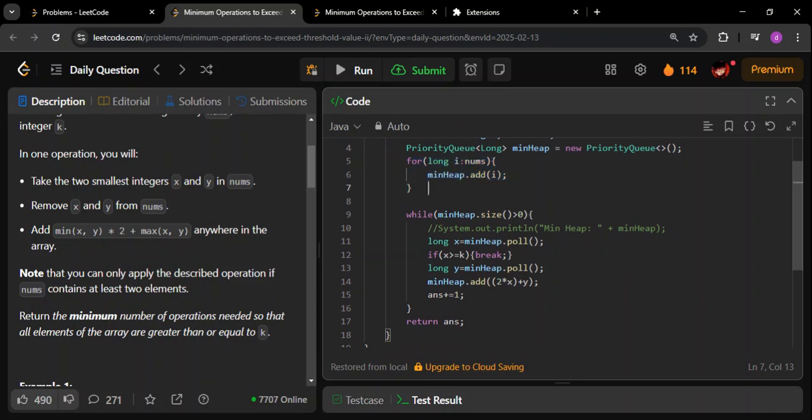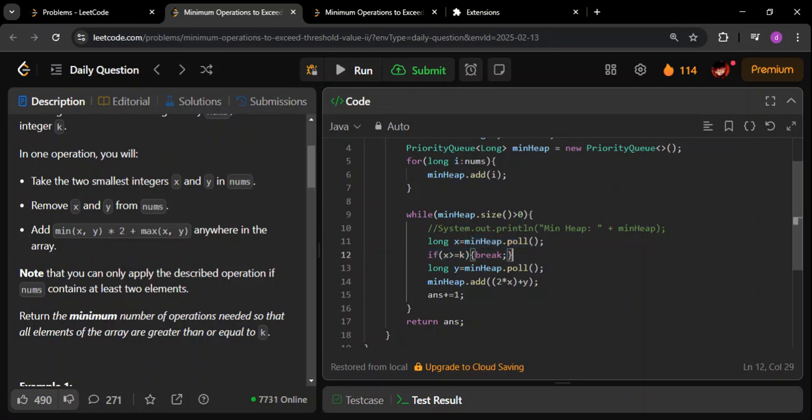Now comes the most important part. Till the heap is not empty, we go to the next iteration. What we are doing is a poll. What is a poll? Poll means it is removing the top, that is, it is removing the smallest element. You can call it a heap pop. It is popping out the smallest possible element among all the elements in the heap. As simple as that. So this will pop the smallest element. x is going to be the smallest element.